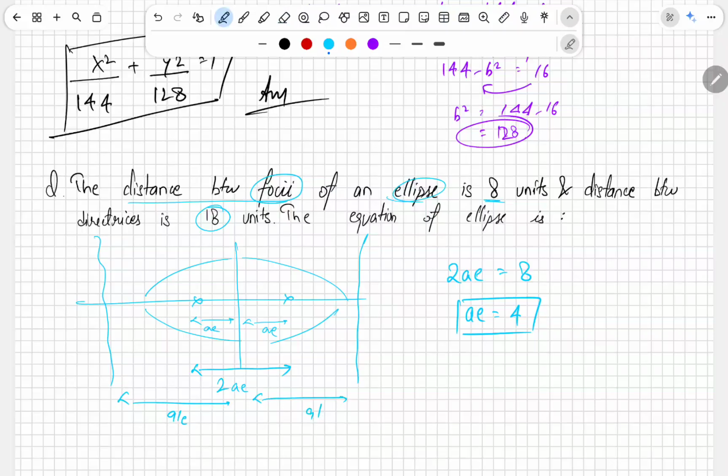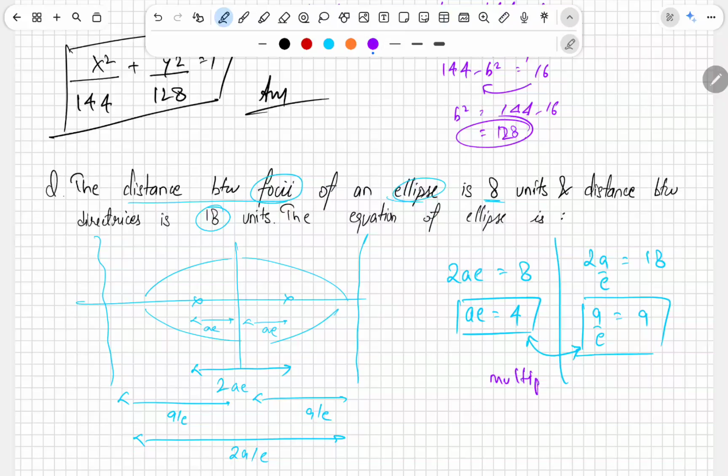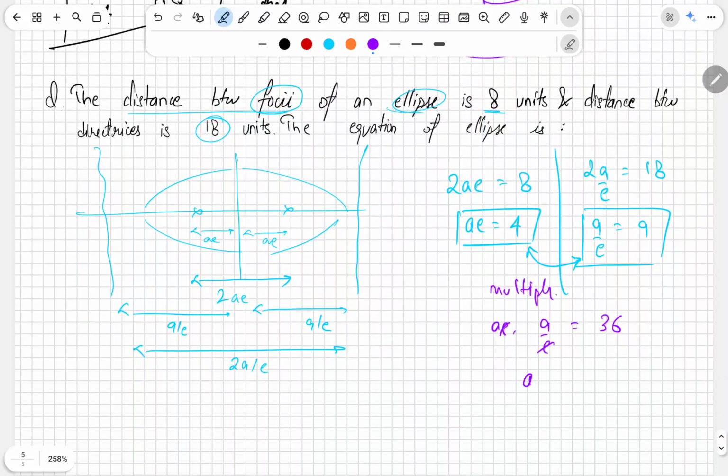This distance is also a upon e. So the total distance is going to be twice of a upon e. So I'm going to write it like this: twice of a upon e is equal to 18. So I'll say a upon e is equal to 9. If I multiply these two results, I'll get ae into a upon e, which is equal to 36. e cancels e. We get a square is 36. That implies a is equal to 6.